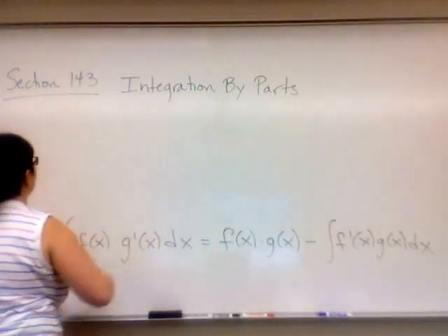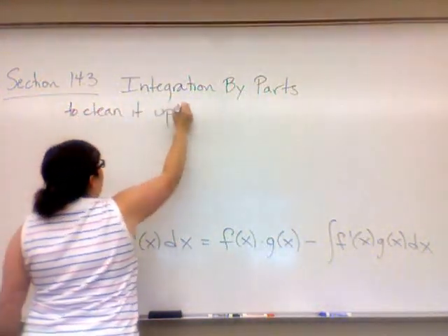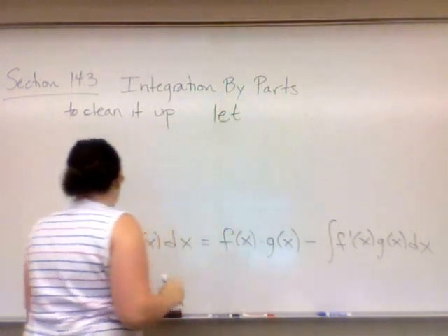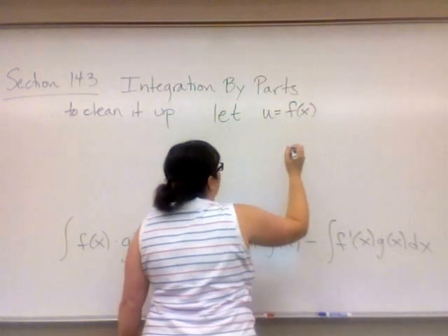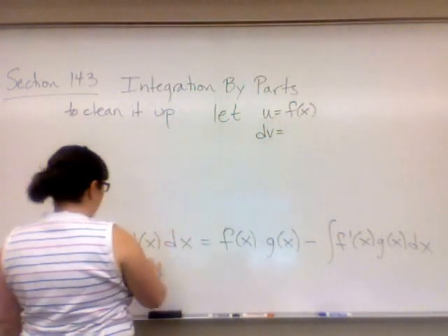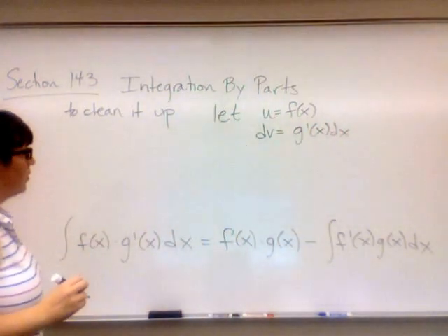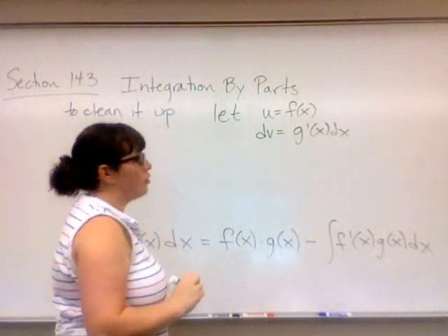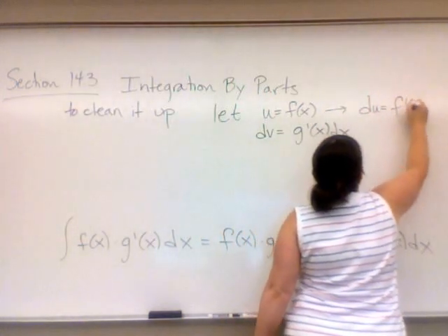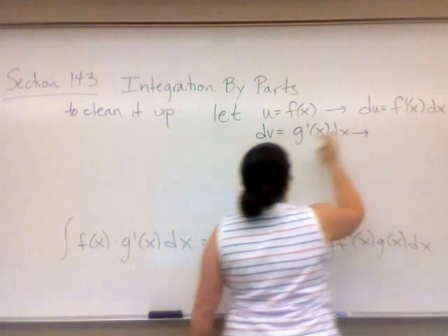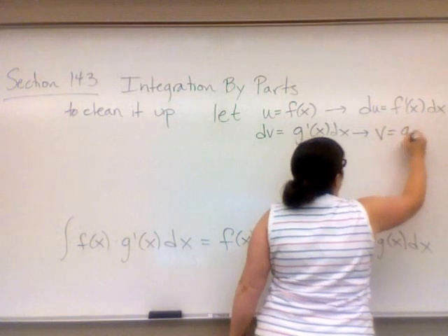So let's do the following. So to clean it up, let's let f of x be u, and we'll let dv be g prime of x dx. Okay. What that means, just like when we did our U-substitution, is that when I have u equals f of x, that means that du is equal to f prime of x dx. And if I have dv is equal to g prime of x dx, well then v must be just equal to g of x. Okay.